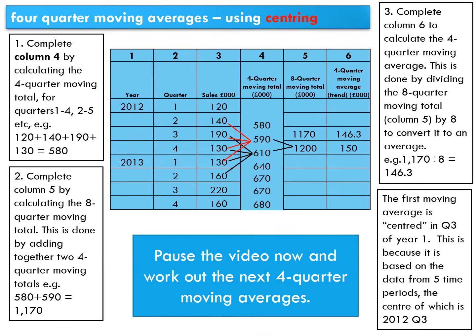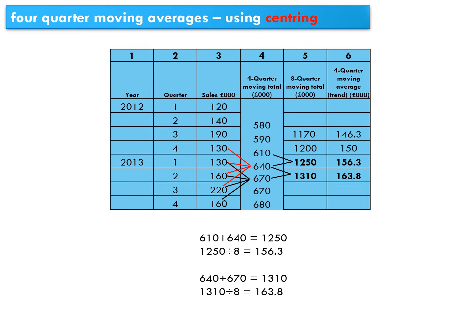So you might want to pause the video now and try and work out the next 4-quarter moving averages. Did you get them correct? The next 4-quarter moving averages would be 156.3 and then 163.8. And this shows how those numbers were generated.